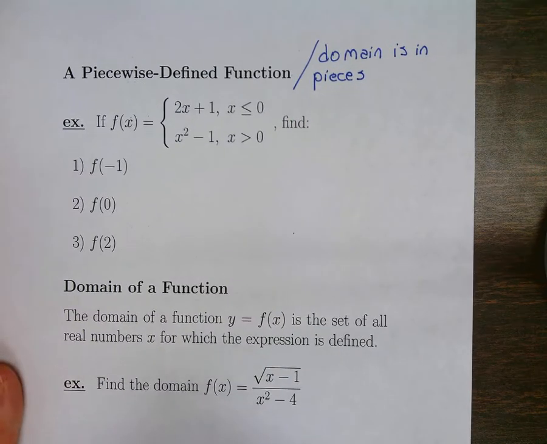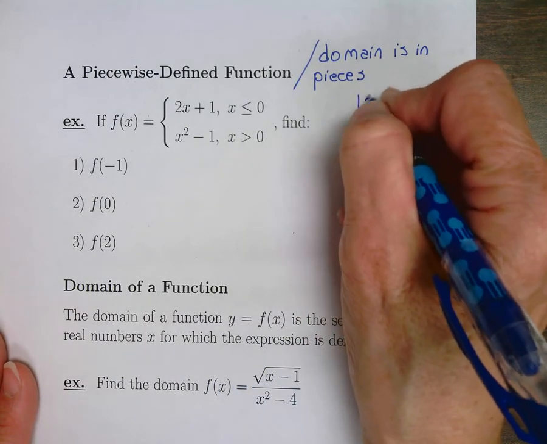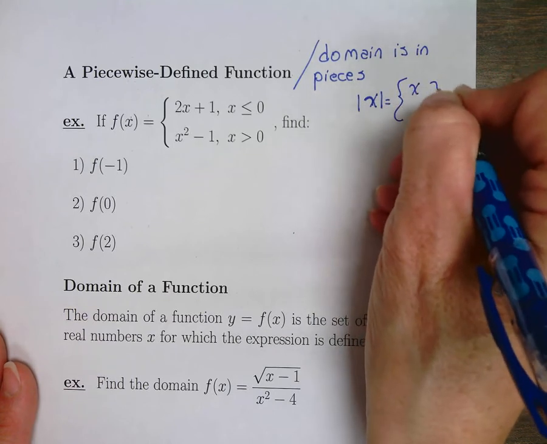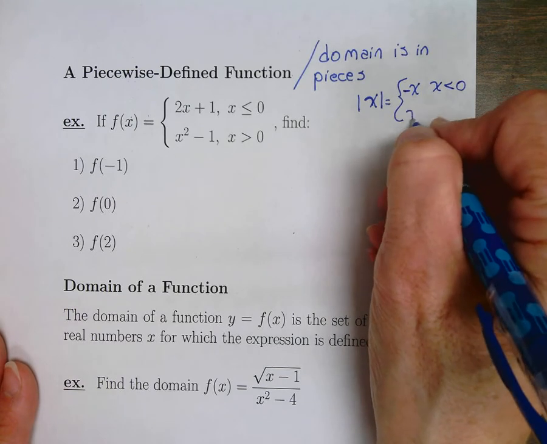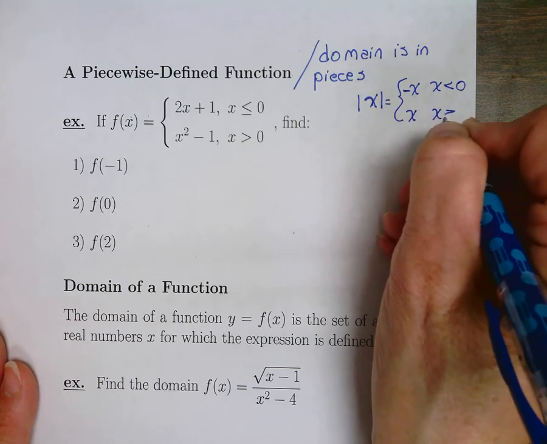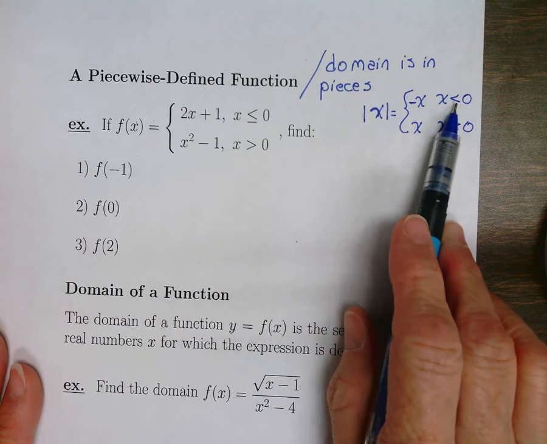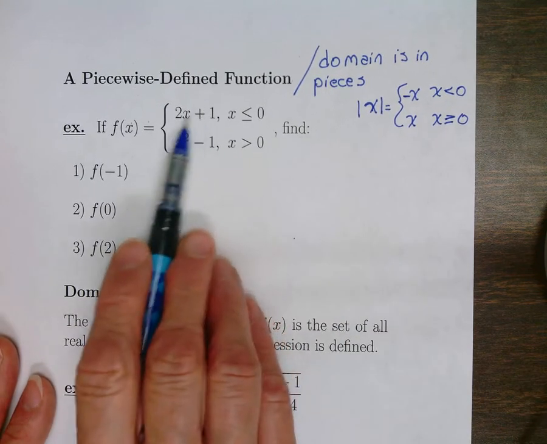We've been looking at that in terms of absolute value. Remember, the absolute value of x is minus x if x is less than 0, and x if x is greater than or equal to 0. That's exactly what we've done. We've split the domain into pieces. And we do the same thing here.